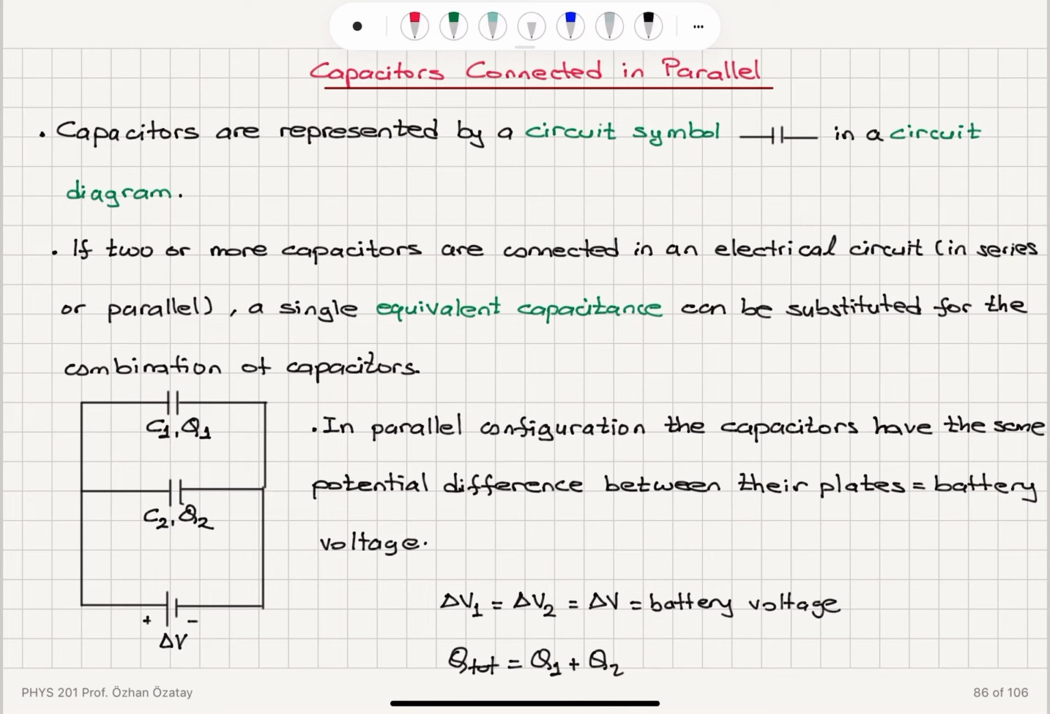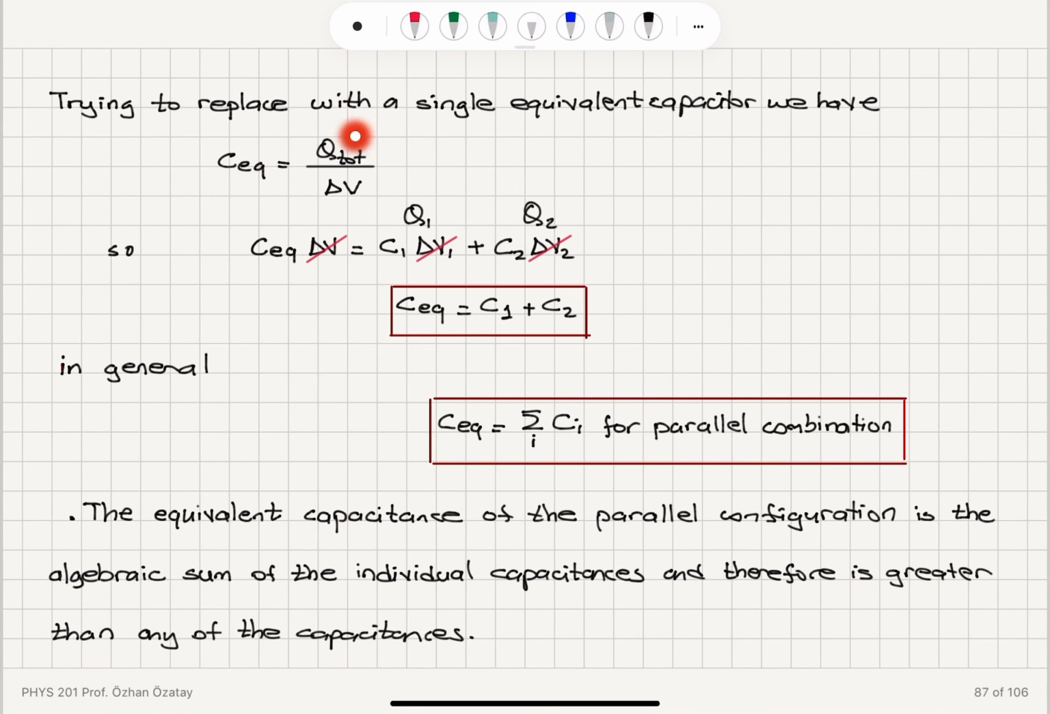So this gives us, using the equivalent capacitance as total charge divided by delta V, that the equivalent capacitance equals C1 plus C2, or the sum over i of Ci for the parallel combination. And finally, we find that the equivalent capacitance will be greater than any of the capacitances, so the capacitances will add up.